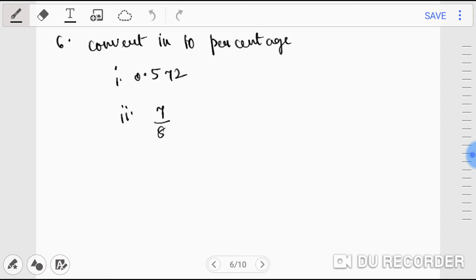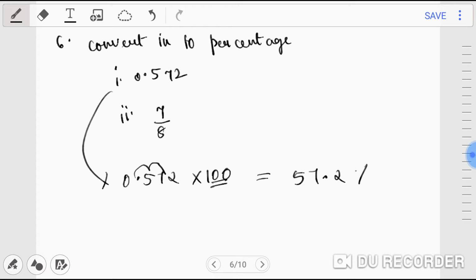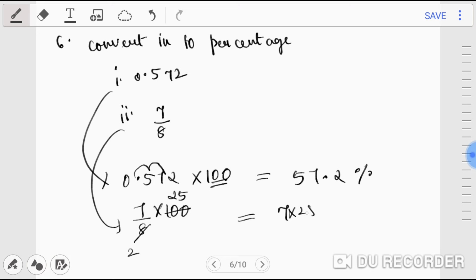Problem number 6, convert into percentage. My dear kids, you know that whenever we convert into percentage, we have to multiply with 100. So 0.572, you multiply with 100, and the decimal moves two places because there are two zeros here, so it will be 57.2%. And next, it is 7 upon 8 into 100. You can reduce this with the table of 4, that will go for 2, and here it will go for 25. Once you calculate 7 into 25 upon 2, you will get the percentage.